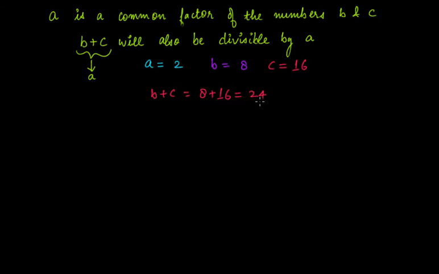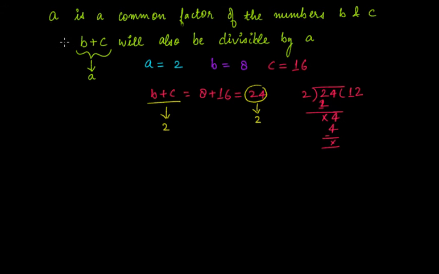Clearly 24 is divisible by 2, that is A. So if you divide 24 by 2, you'll get 12. So clearly 24 is divisible by 2. That is, B plus C is divisible by 2. That is, 2 is a factor of B plus C. That is, 2 is a factor of 8 plus 16, that is 24.